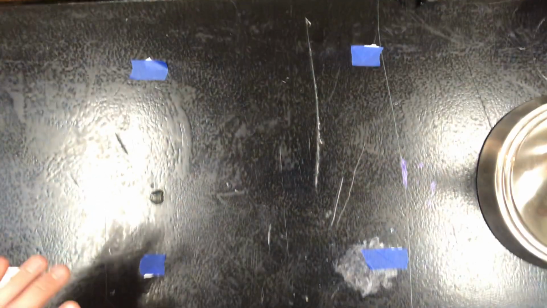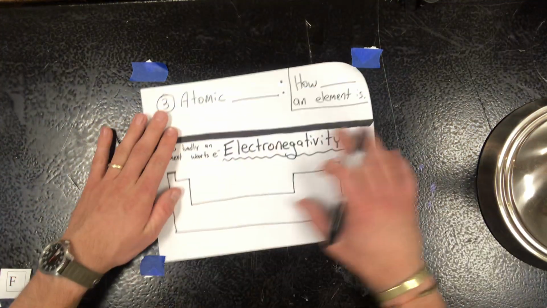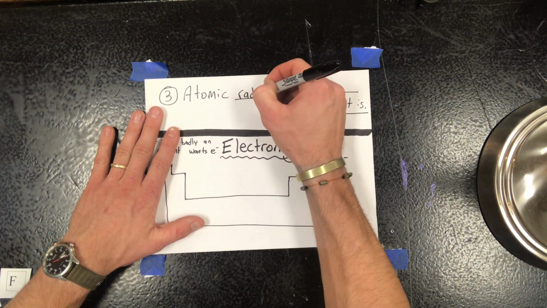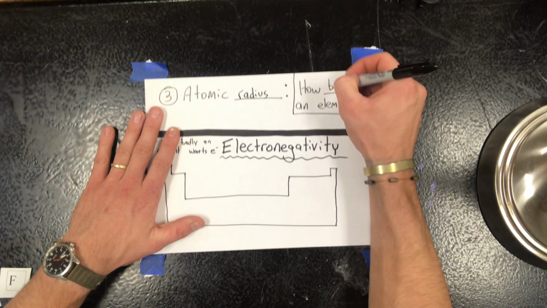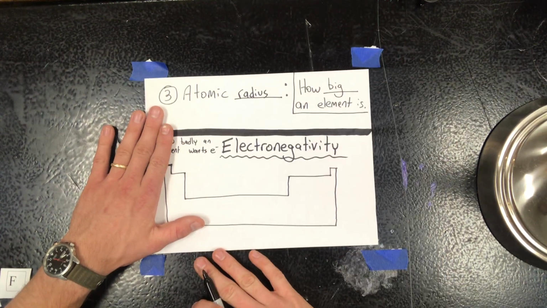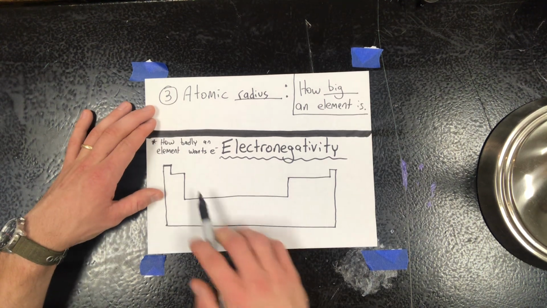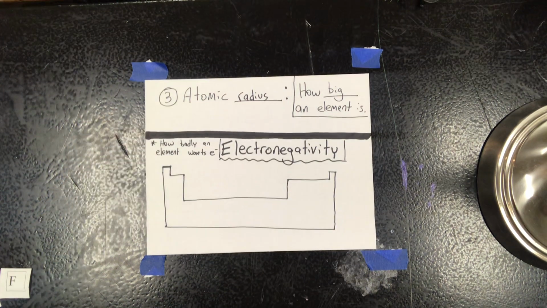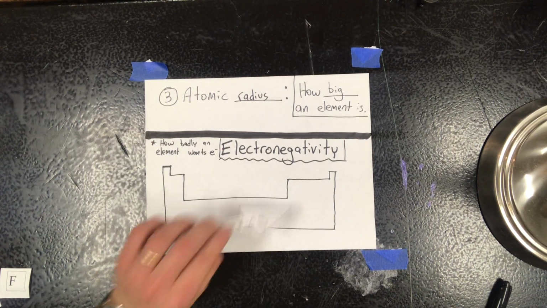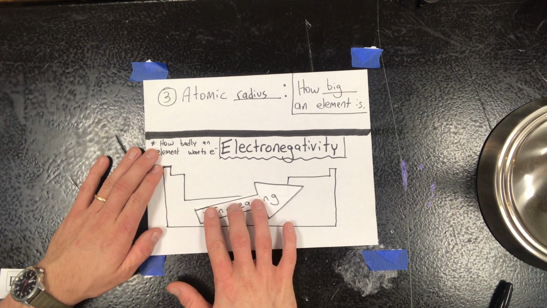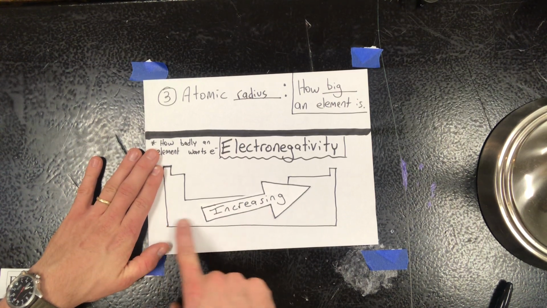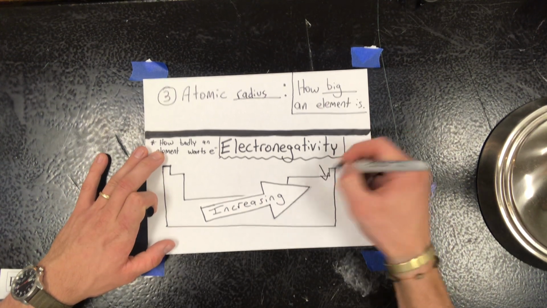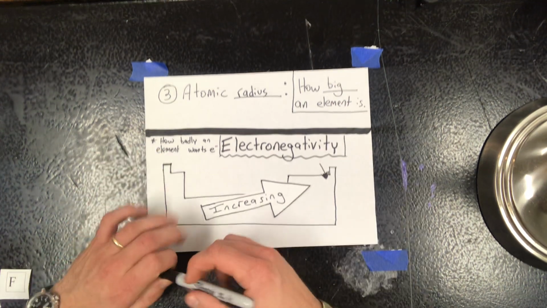So let's jump in here. Before we jump in too far, I just want to mention again that the third trend that we're going to talk about is the atomic radius, which is how big an element is. So, firstly, how badly an element wants an electron. This is going to be electronegativity. The trend of electronegativity is going to increase this direction. So on your paper, you can draw an arrow going from the bottom left up to the top right, meaning that these elements up here are going to have the highest electronegativity of any of them.